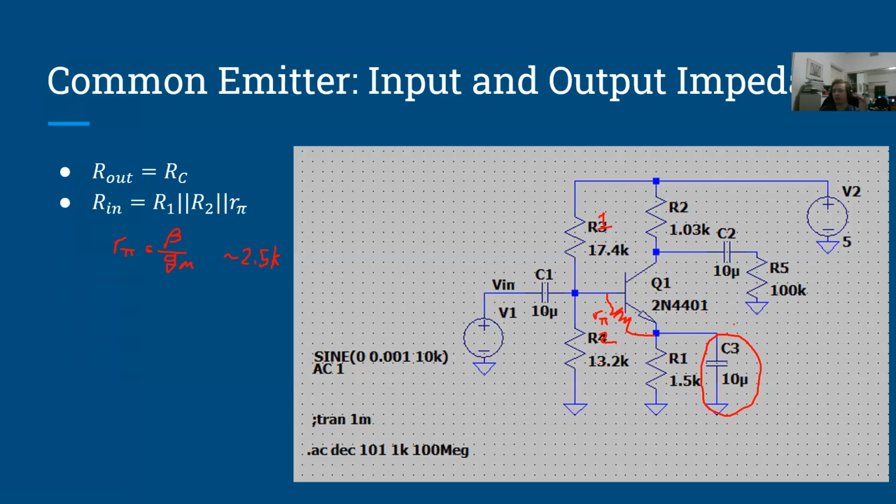So that brings up the input resistance a little. Now for the output resistance, which is just RC, that's easy enough. So here I have a 1.03 kilo ohm resistor for RC.